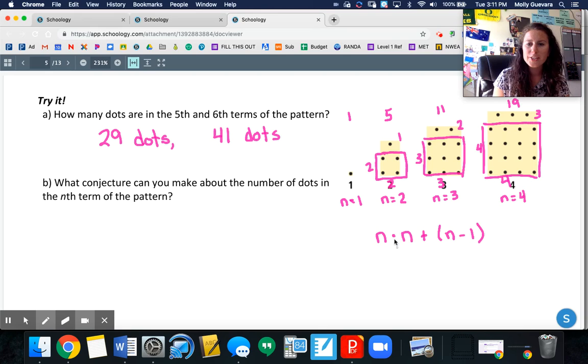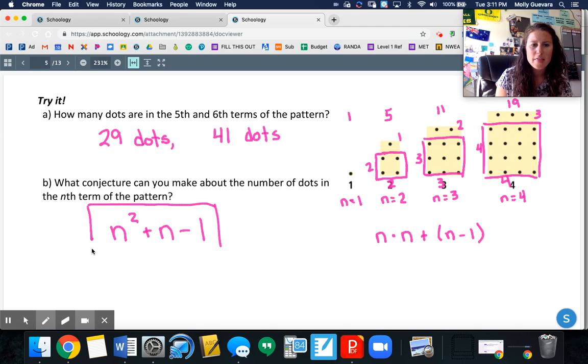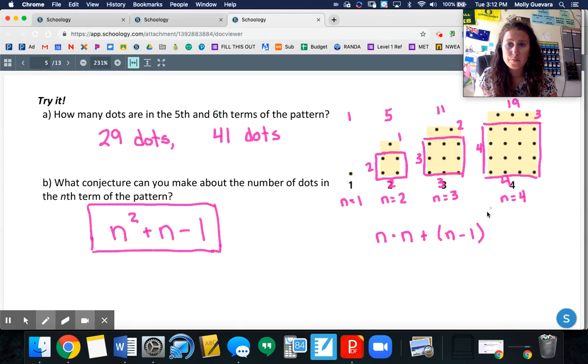So for the conjecture here, I know that n times n is n squared. And then I can't really do anything with this n minus 1, so I can just say plus n minus 1. And that's the conjecture. That's going to be the pattern, and that'll allow me to find the number of dots in any of these terms. If I want to find the 100th term, I'm going to plug in 100 here. Okay, so that's what's going to help me find the 100th term, or the 50th term, or whatever term it is that you want to find.